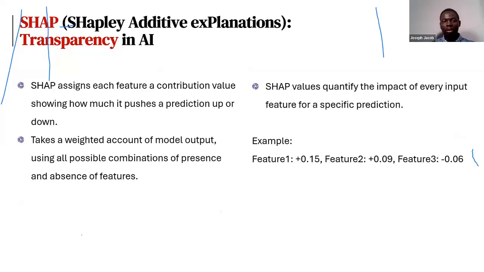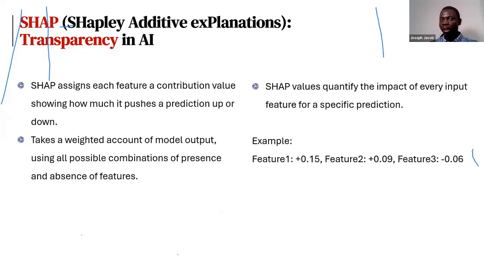It considers every possible combination where that feature is not there: how will the model perform? When the feature is there, how will it perform? So it gauges how all those features impact the model, and it gives each a value. That value is called the SHAP value. The SHAP value quantifies the impact of every input. For example, it can say feature 1 adds 0.15 importance, while feature 2 adds 0.09. So you can see that feature 1 adds the most.